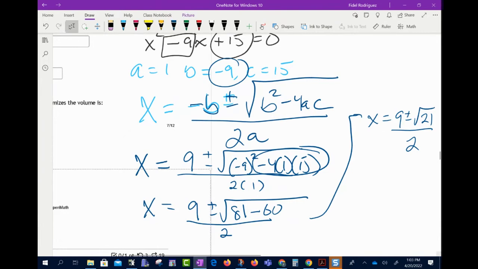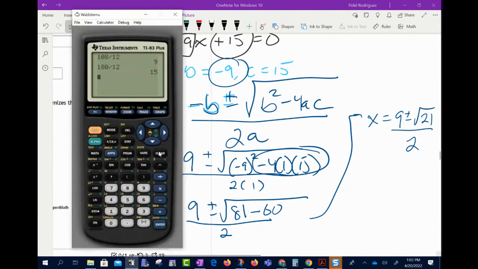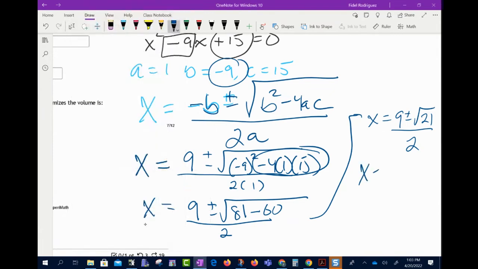So this step, y'all, is just going to be calculator work. This is how I'm going to do my problem. I'm doing this in parentheses, y'all. Look, 9 plus the square root of 21. Now my calculator opens up parentheses, so I've got to close them off again, and divide it by 2. And so I'm coming up with 6.79 as one of my answers.